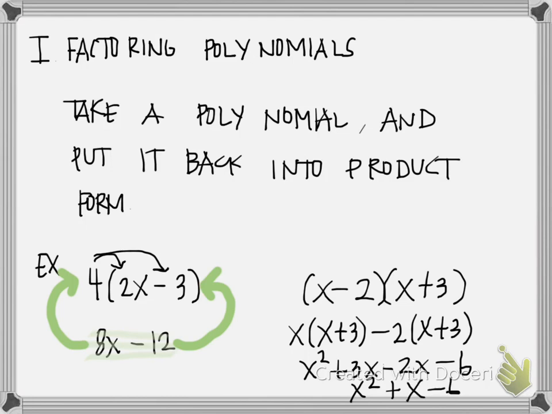Okay, so now we're going to start with the polynomial. So we would start with the x squared plus x minus 6, and we would figure out what two or more things multiply together to give me that. So we're going to learn how to put it back, how to take a polynomial and put it in a form that has multiplication in a product. Okay? Some polynomials cannot be factored, so these are called prime.